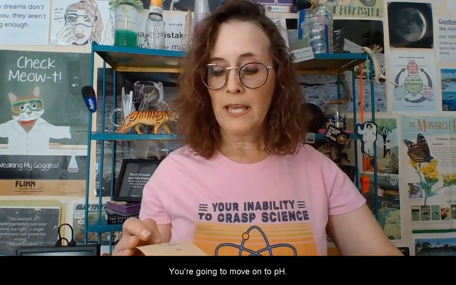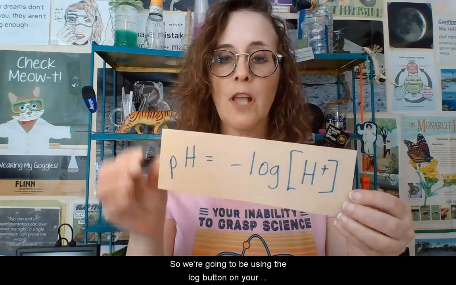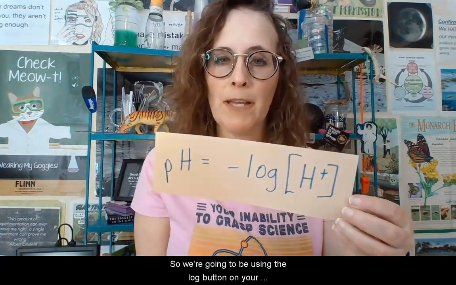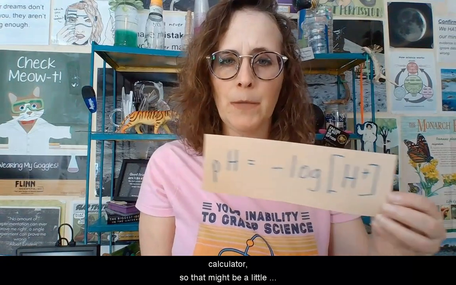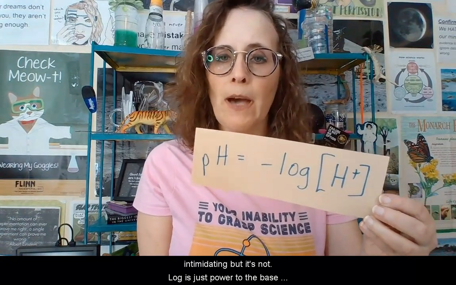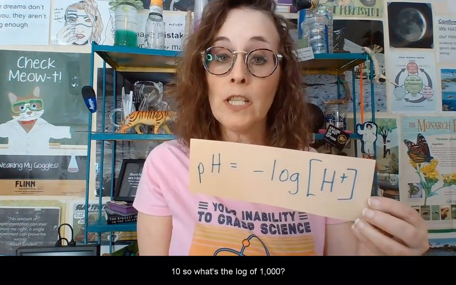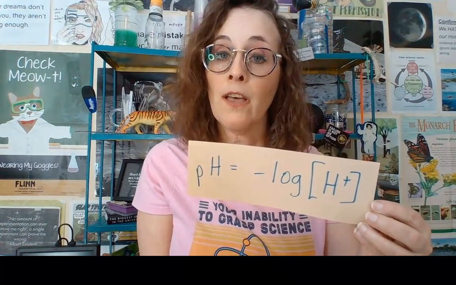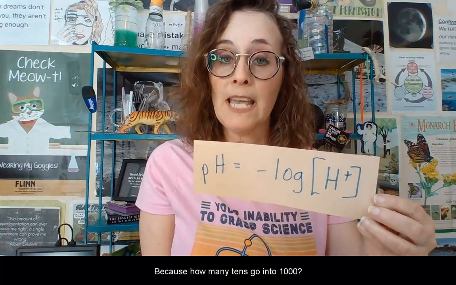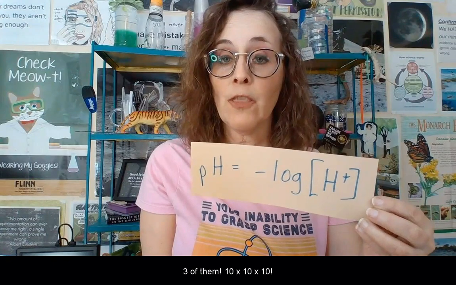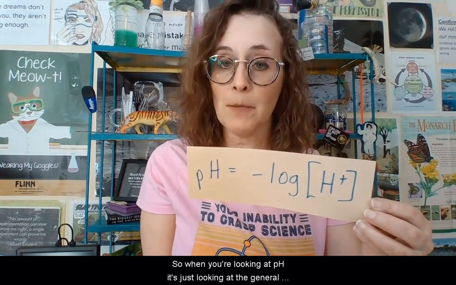You're going to move on to pH. So we're going to be using the log button on your calculator, so that might feel a little intimidating, but it's not. Log is just power to the base 10. So what's the log of 1,000? 3. Because how many 10s go into 1,000? 3 of them. 10 times 10 times 10.